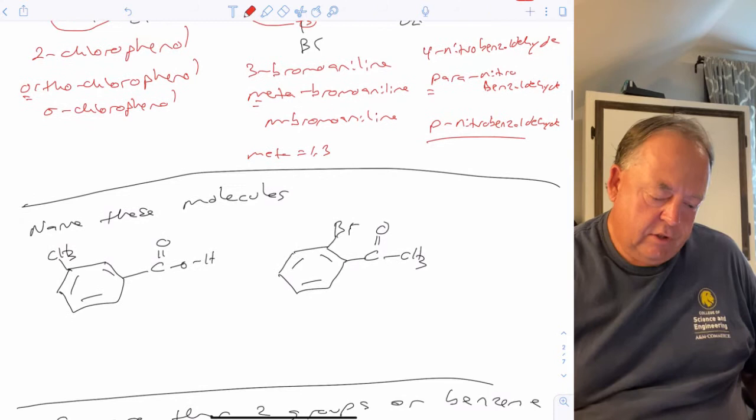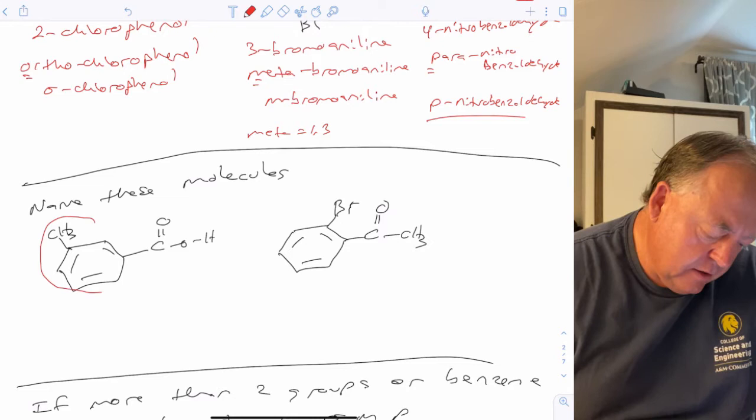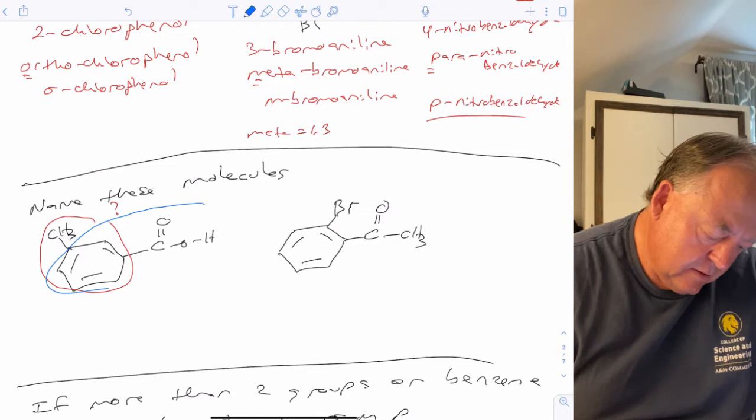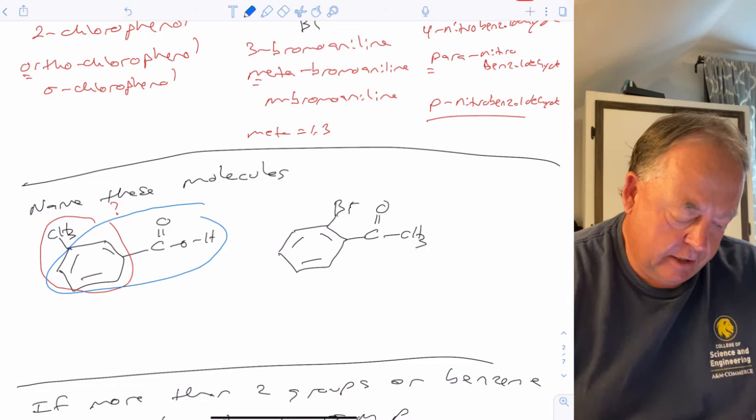Okay, so how would you name those two molecules? The first one's a little tricky. Is it going to be toluene, or is it going to be benzoic acid? Which has priority, the carboxylic acid or the methyl? Carboxylic acid is going to have priority, right? Again, the more oxygens in the functional group, the higher the priority. So this is going to be named as a derivative of benzoic acid.